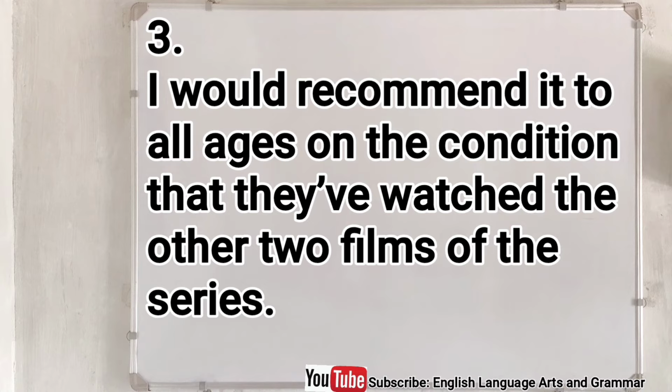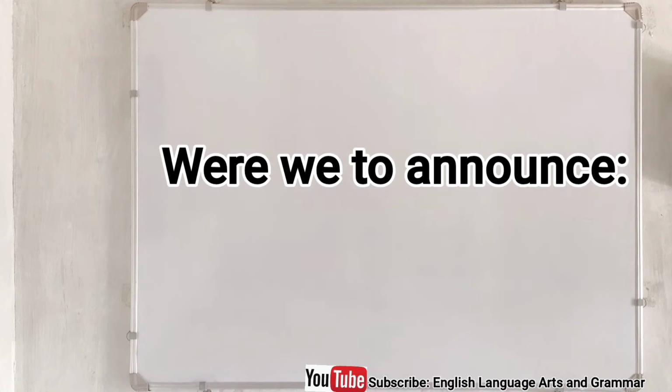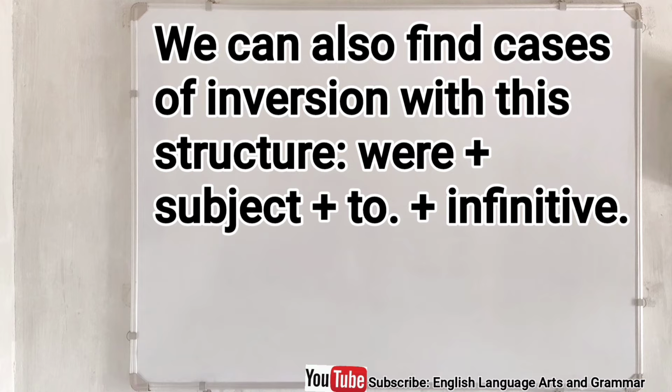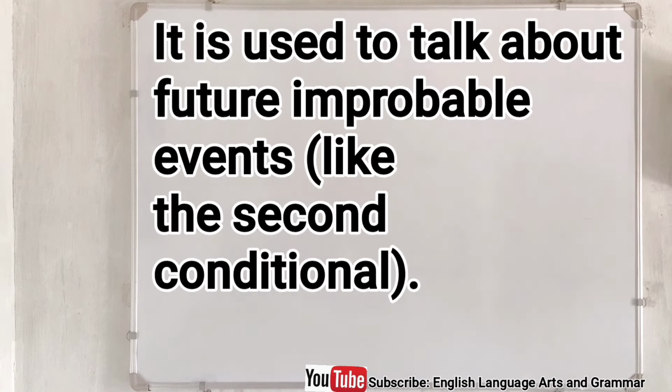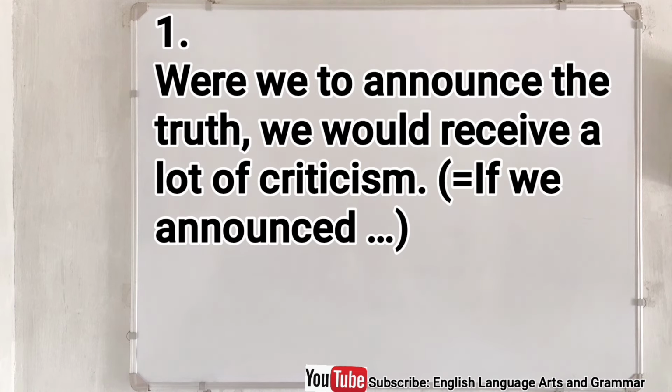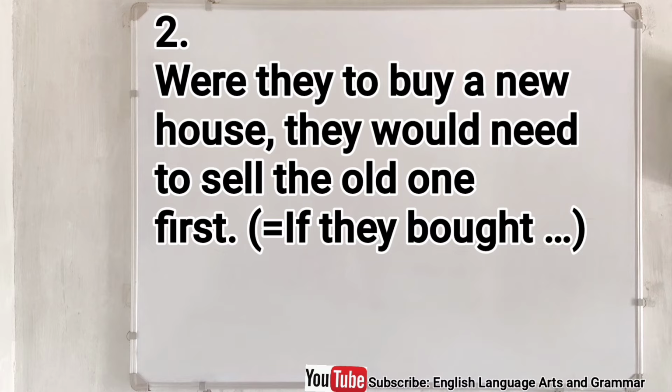Let us learn something about were we to announce. We can also find cases of inversion with the structure were plus subject plus to plus infinitive. It is used to talk about future improbable events. Some examples. Were we to announce the truth, we would receive a lot of criticism. Example 2. Were they to buy a new house, they would need to sell the old one first.